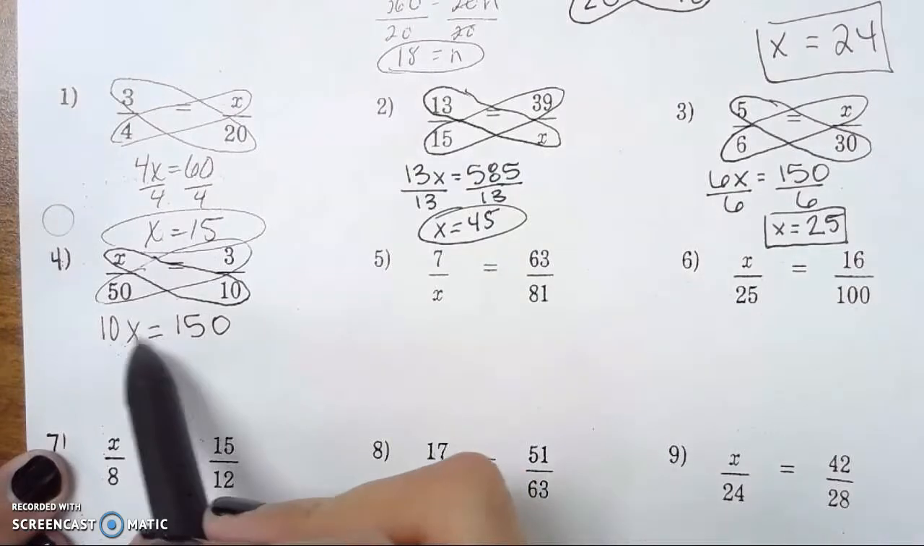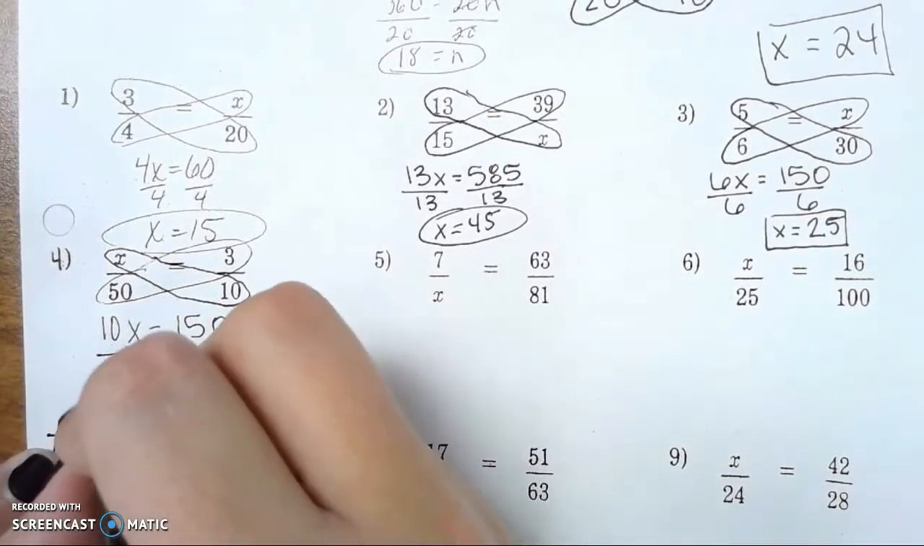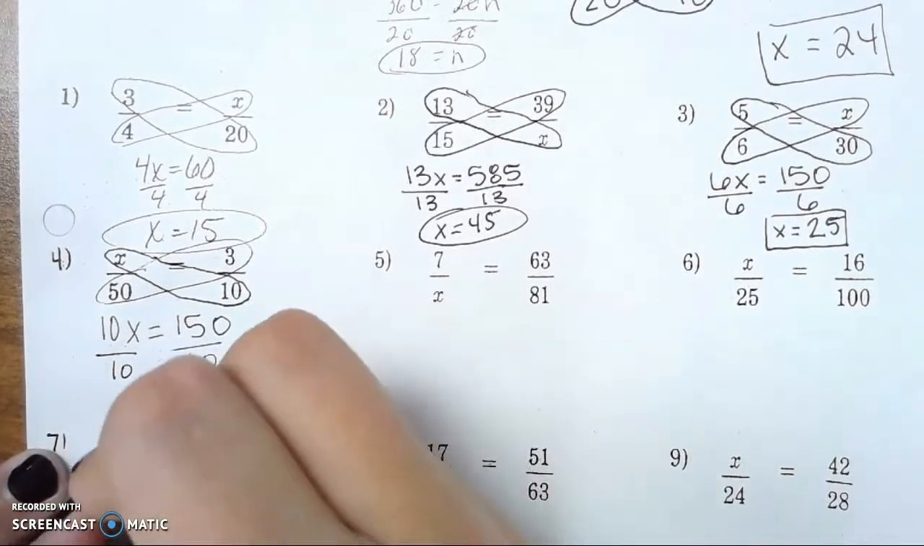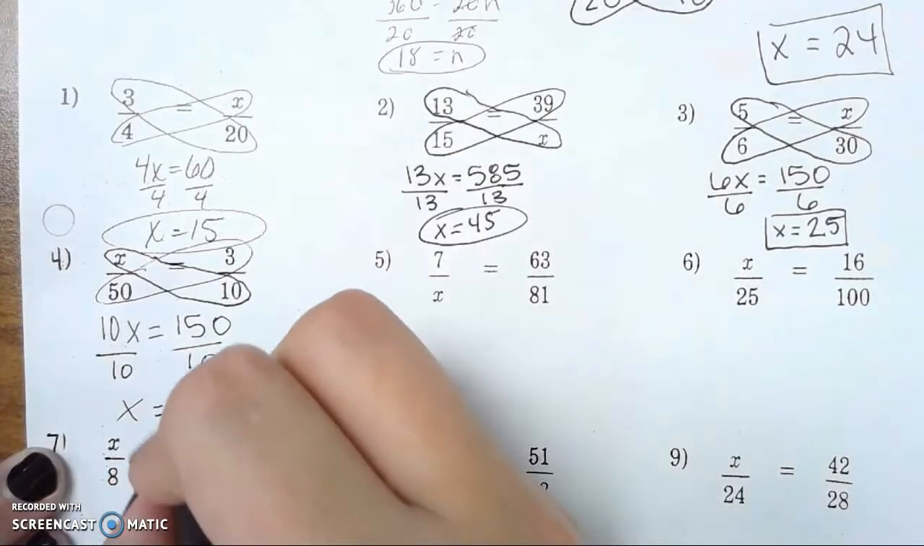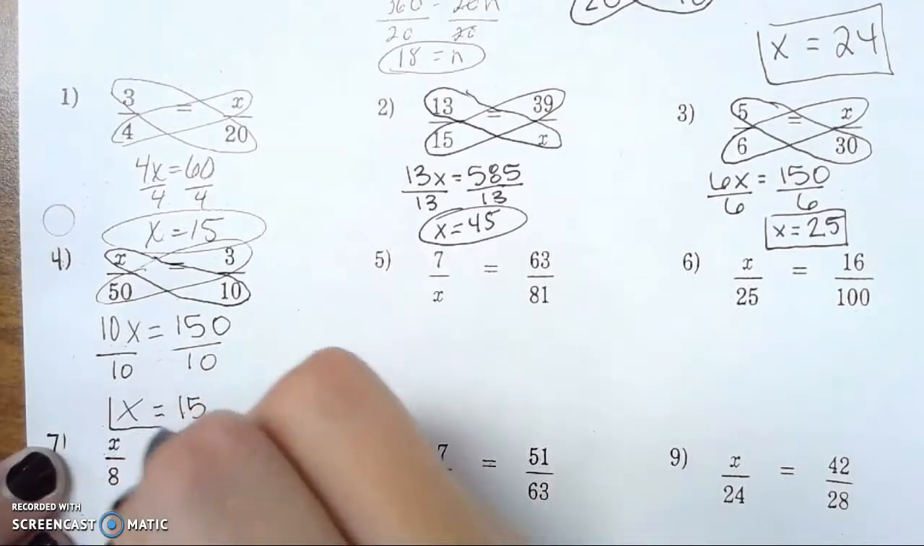Then your very last step to get x by itself is to just divide by 10 on both sides. And 150 divided by 10 would give you a value of 15.